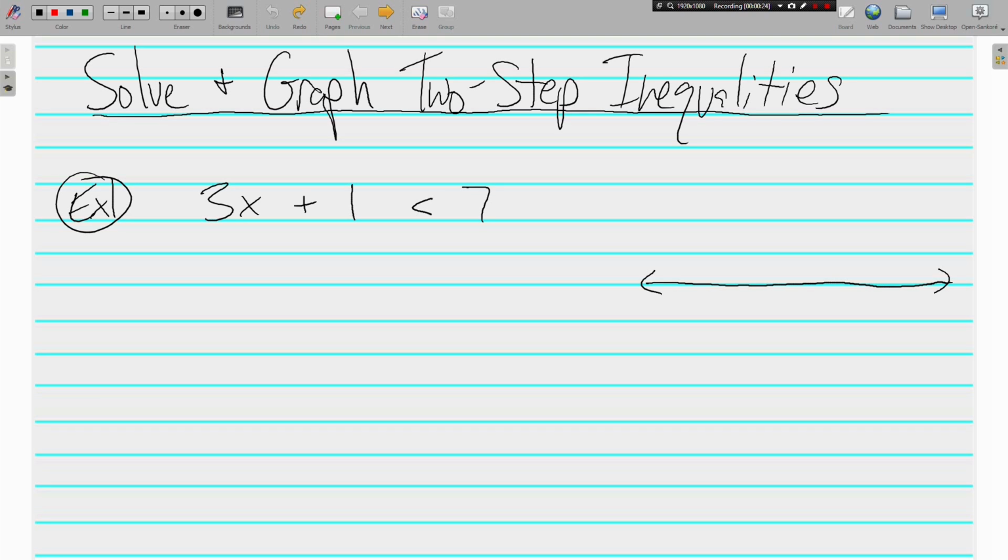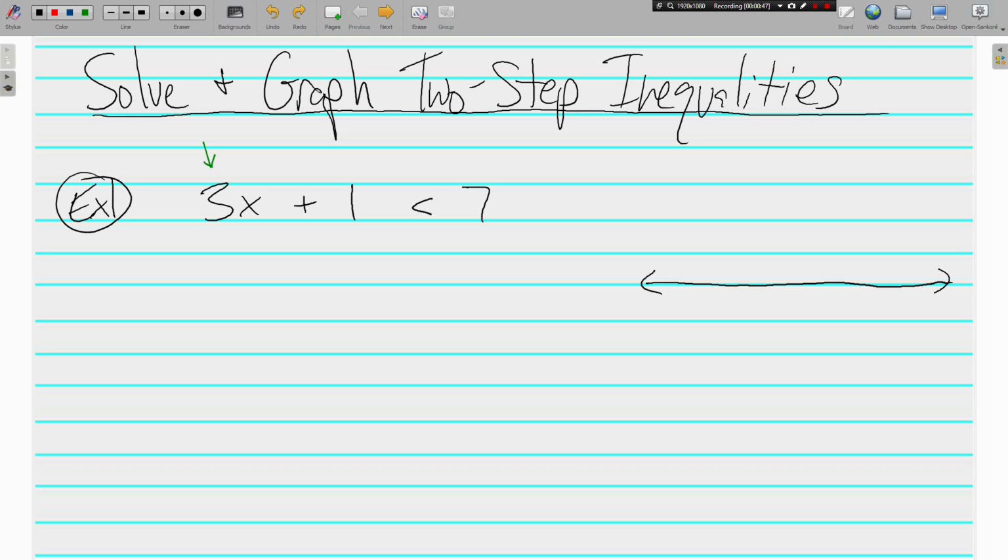First example, here we go. 3x plus 1 is less than 7. Our variable's on the left side. Two things are happening. It's being multiplied by 3, and it's got a positive 1 with it. We are going to save the term with the variable for last. Remember, the variable's right there with that 3x, so we're going to save it. First, we're going to undo the positive 1.